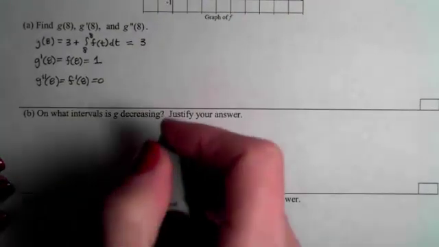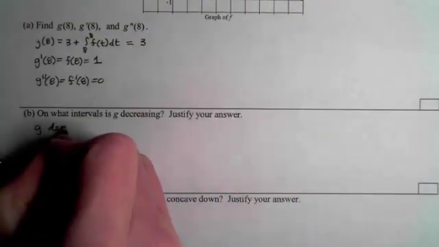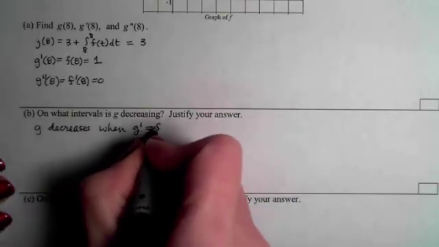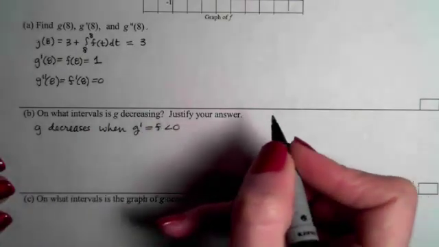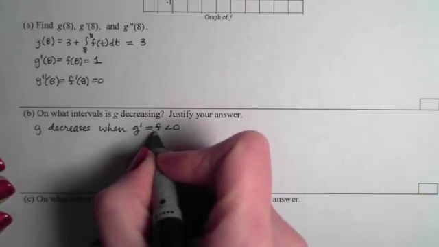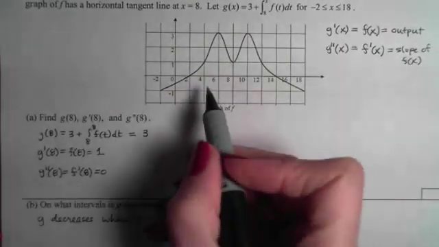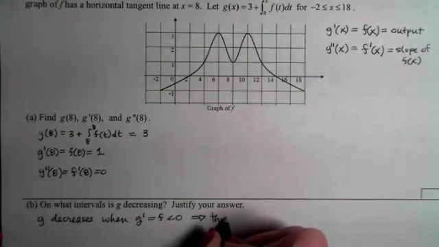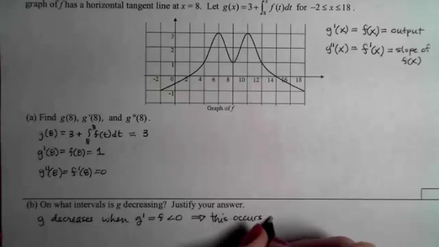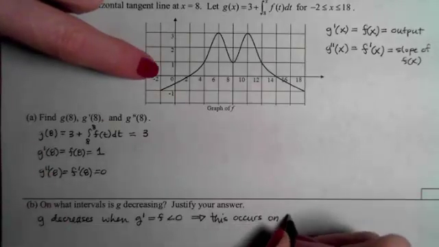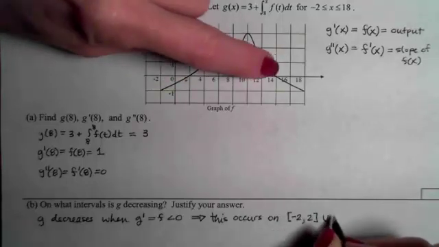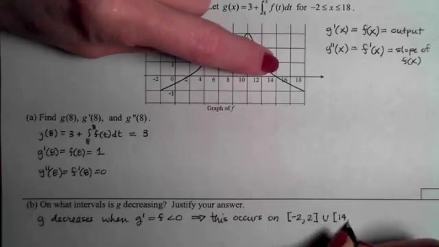If we look at part B now, it says on what interval is g decreasing, and we want to justify it. So g will decrease when g prime, which is the same as f, is less than 0. So we're looking for values of f that are negative, or values of f on the picture that are below the x-axis. So we can see that this occurs on the interval from -2 until 2, and then again from 14 to 18.